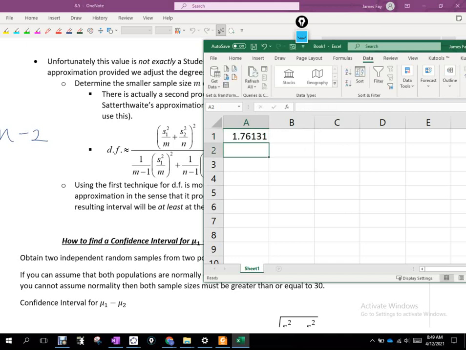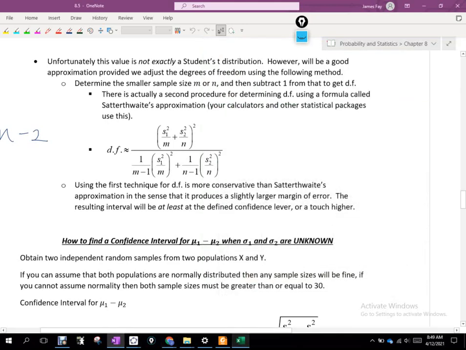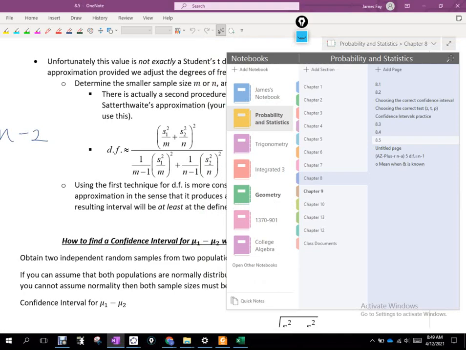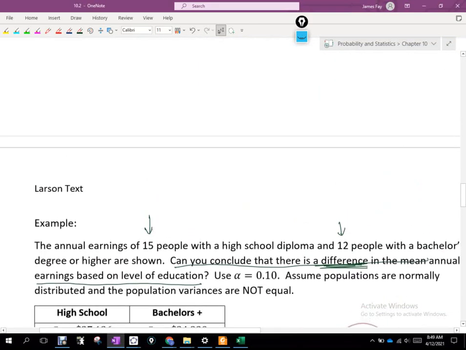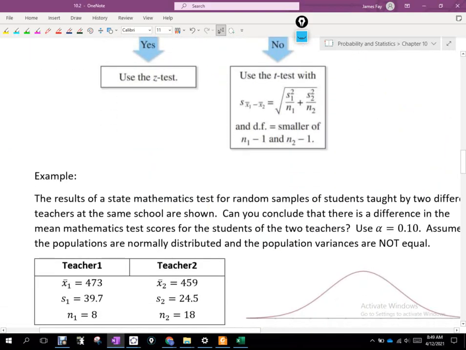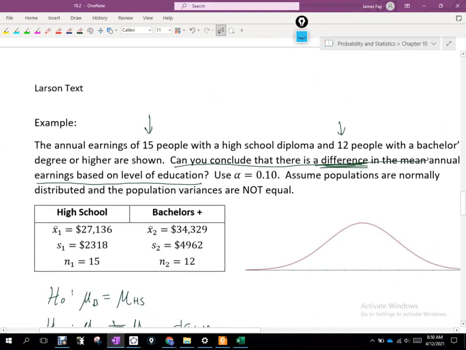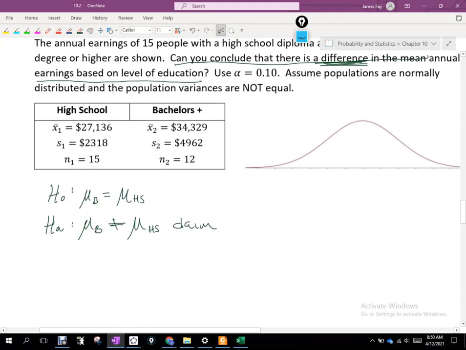That's going to give me my critical value. Okay. If we were to use what the notes discuss in regards to finding the smaller of the two samples and subtracting 1 from it. I apologize, I said 15 was the smaller. 12 is the smaller. Subtract 1 from that, and I get 11.